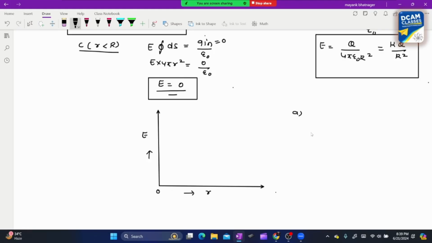See, let me just write. Electric field E from small r less than capital R, when the radius is less than capital R, the value is 0. Now he is correct. Now it will be kQ by capital R square. E for r greater than capital R will be kQ by small r square.